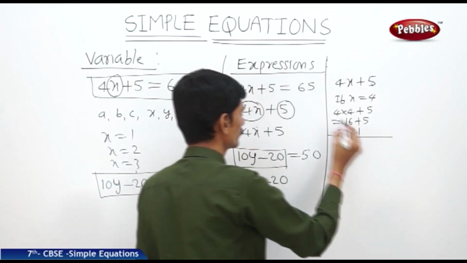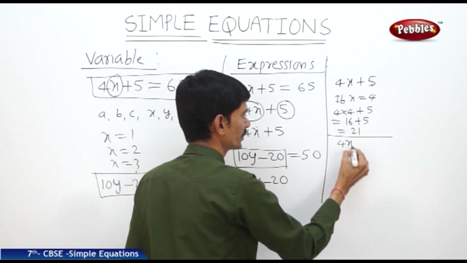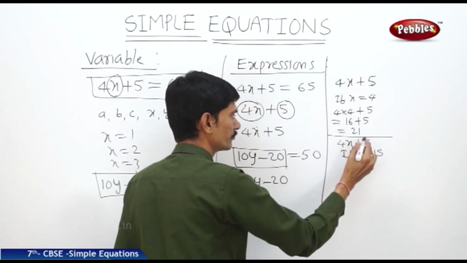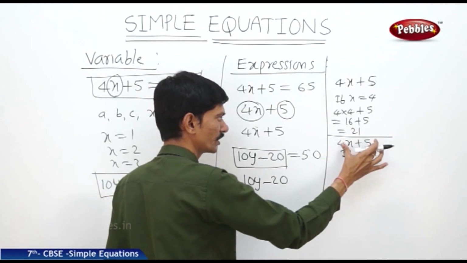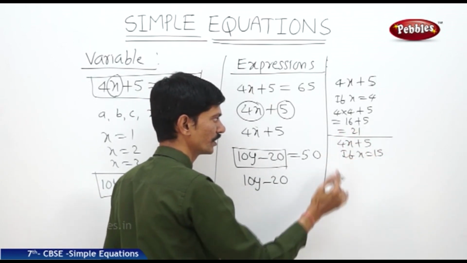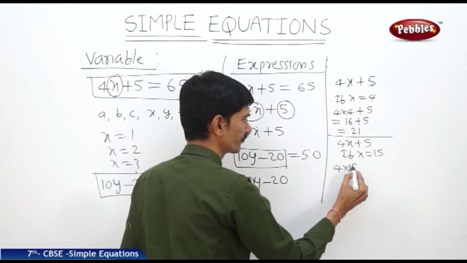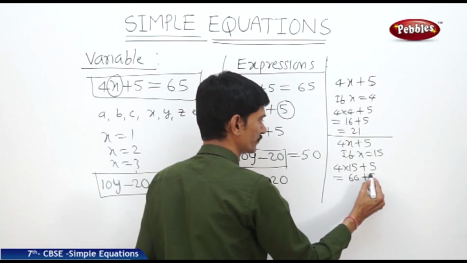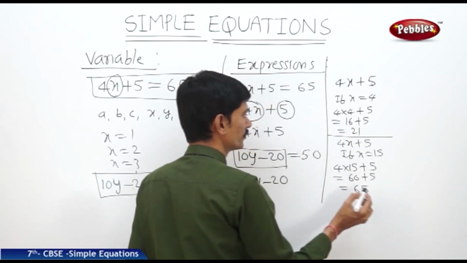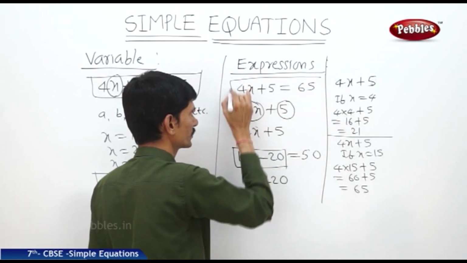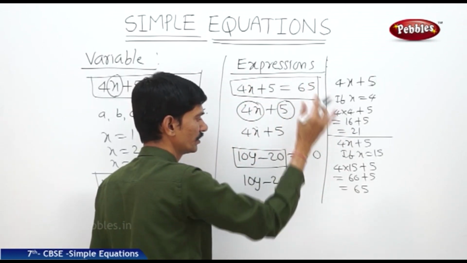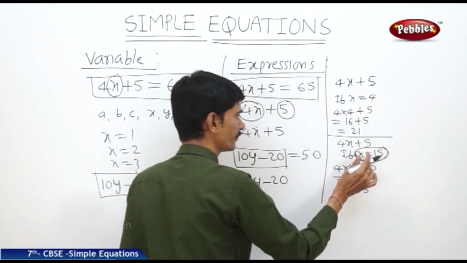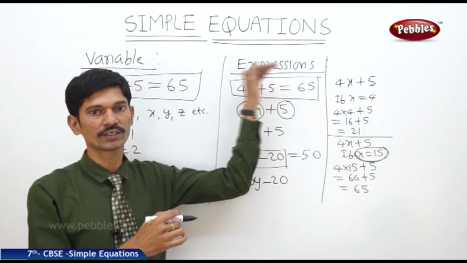Now let us substitute x value 15. So if x equals 15, now we are finding the value of the expression 4x plus 5 for x equals 15. Then we get 4 into 15 plus 5. So this equals 15 4s are 60 plus 5. This equals 65. So here the equation 4x plus 5 equals 65 is satisfied for x value 15. So here x value 15 is called the solution of the equation.